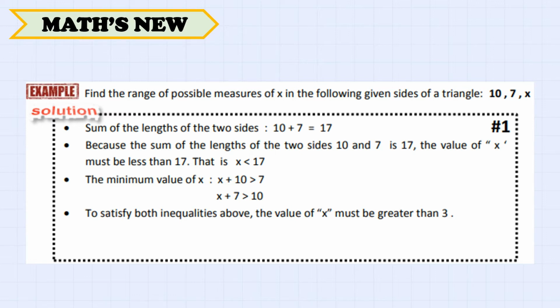How do we get the value of 3? We will just solve for the value of x in the inequality above. So x plus 10 is greater than 7, and x should be greater than negative 3, and x plus 7 is greater than 10, so x is greater than 3, or 3 is less than x. So therefore, the range of x is 3 less than x and x is less than 17.